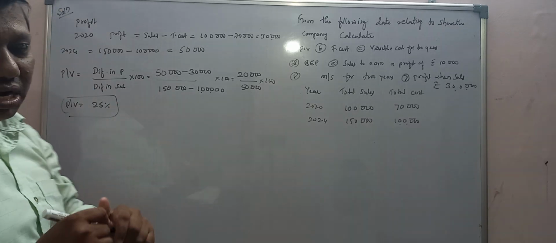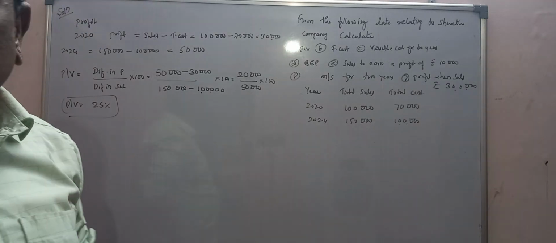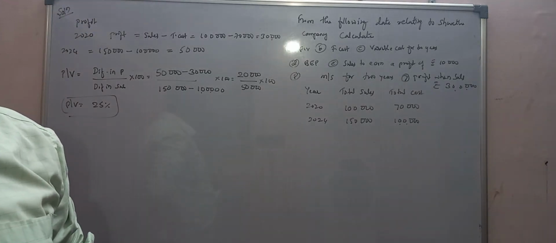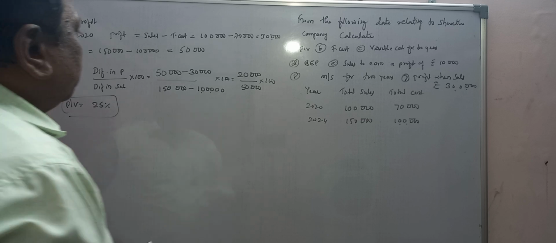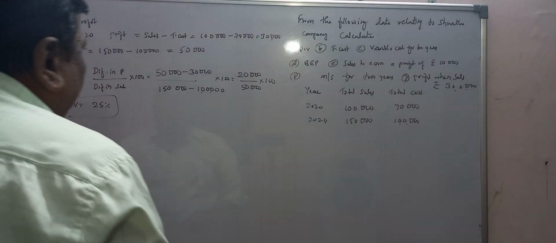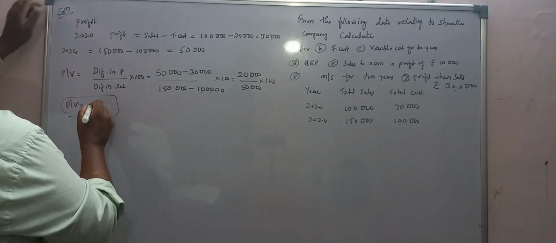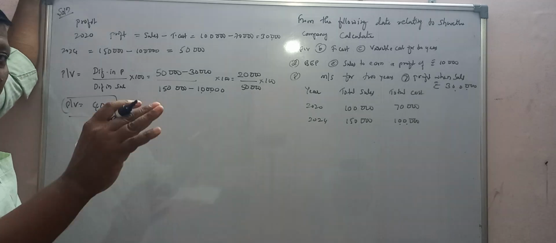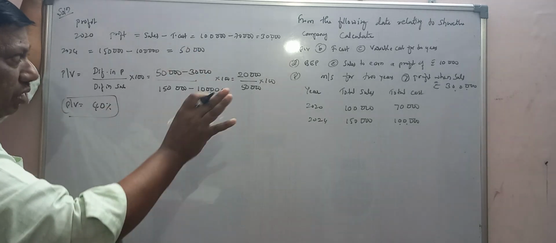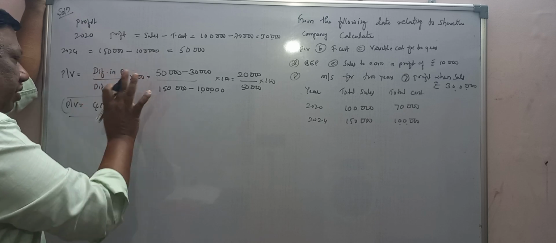You can calculate by using contribution divided by sales. Here in this question, contribution is not given, so we are using this only. So 20 by... sorry, not 25%. 20 by 50 means 40%. So this is PV ratio. We can calculate by using contribution divided by sales, but because contribution is not given, we need difference in profit and difference in sales, or difference in loss and difference in sales.